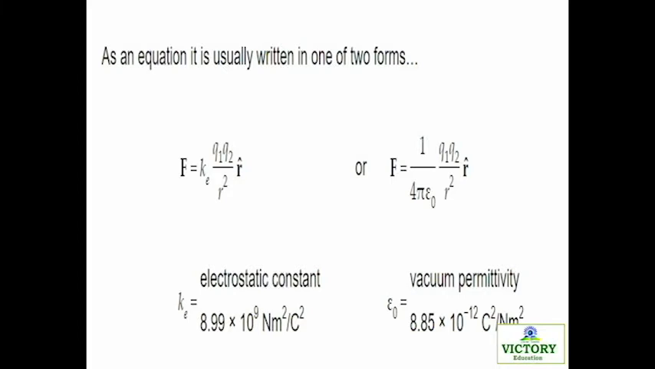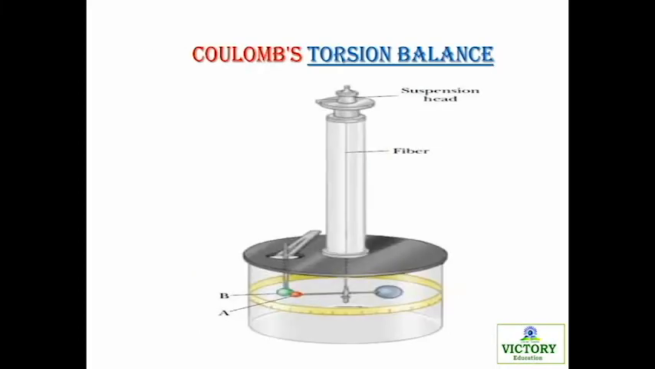This is called Coulomb's torsion balance. This is just a simple experiment where he has two spheres, one sphere B and another sphere A, and he has a value here to identify the torque, how much this ball is going to repel or attract.